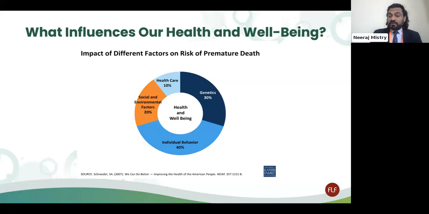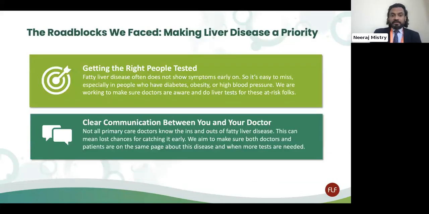Together with the social and environmental context, those lifestyle factors like work stress and sedentary lifestyles, genetics, and we talked about that interaction with the environment, the availability of healthcare services is just a small proportion of what contributes to a person's well-being. And so as a patient advocacy organization, we work very closely to modify those lifestyle and environmental factors, which is critical to prevention. Next slide.